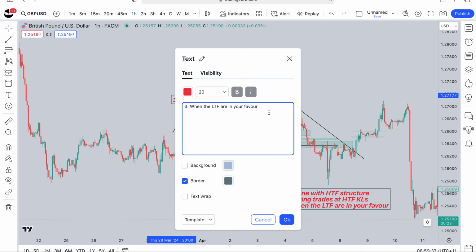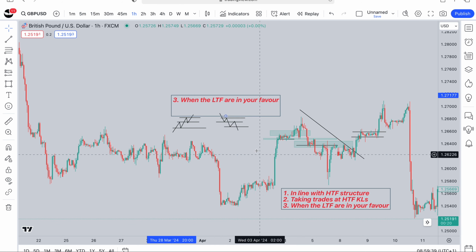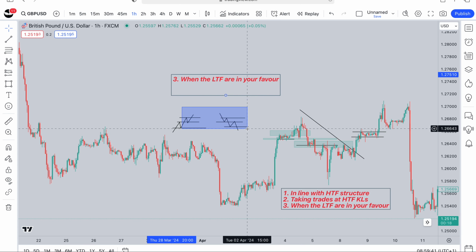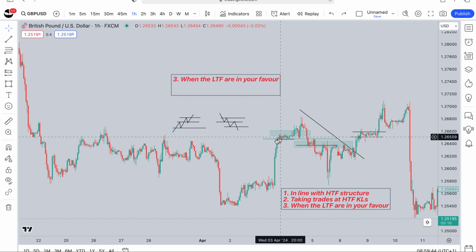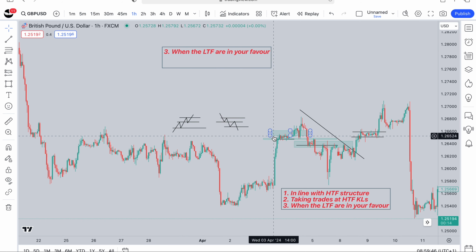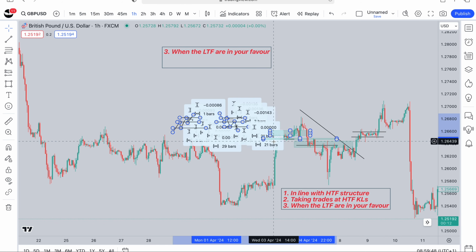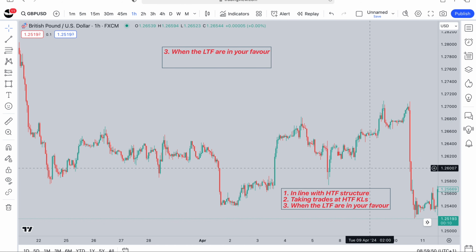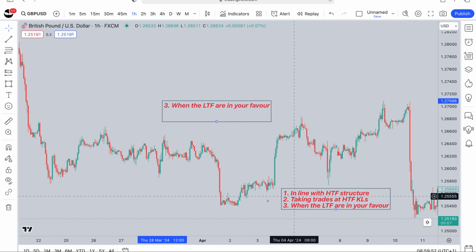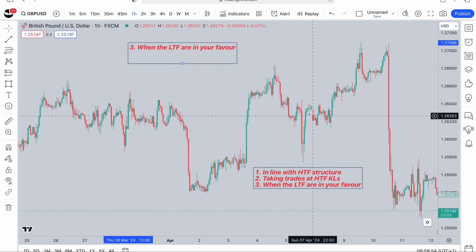What do I mean by this? Simply when the lower time frame is in the trend that you want to see. So if you've got everything in line, okay, you can see that you're in line with the higher time frame structure. Okay, you are taking trades at key levels.